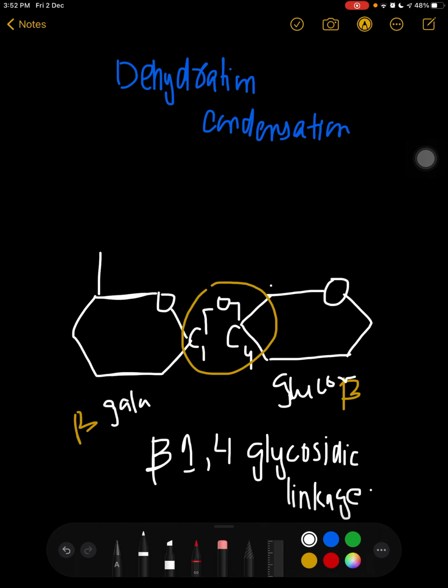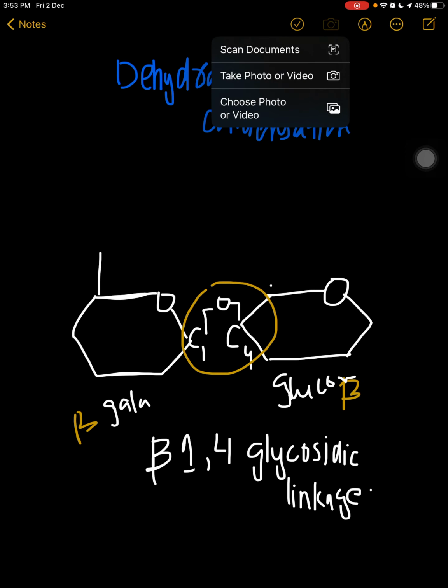From glucose, carbon 4 has participated, it has given its OH, and from galactose, carbon 1 has participated and it has given its H, and they have formed water, which has been released from this reaction. This is known as dehydration condensation, when two monomers combine together to form a polymer, and one water molecule is released. Here carbons 1 and 4 are involved, and these both are beta sugars. That's why we have written beta 1-4. And the characteristic bond of carbohydrates is known as the glycosidic bond. So that's why we have written beta 1-4 glycosidic linkage.